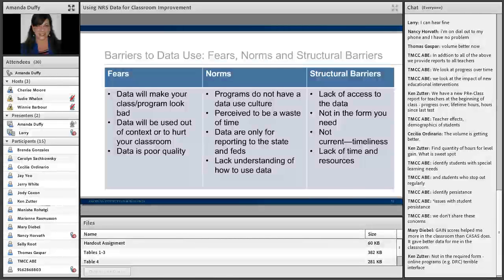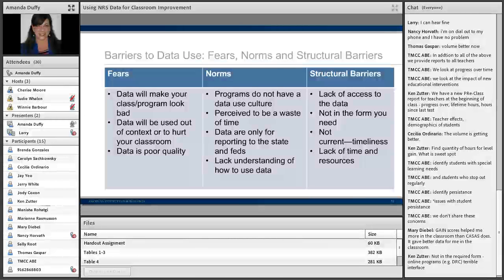And so Mary says, game scores help me more in the classroom than CASAS does. It gives better data for me in the classroom. Great. And Ken says, not in the required form, online programs, terrible interface. Yeah, that terrible interface, Ken, I think you're talking about the data system, and that can be part of that structural barrier piece for sure.